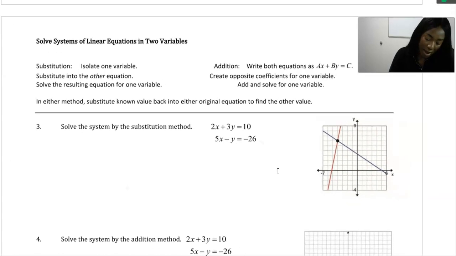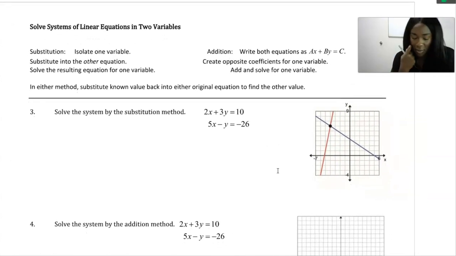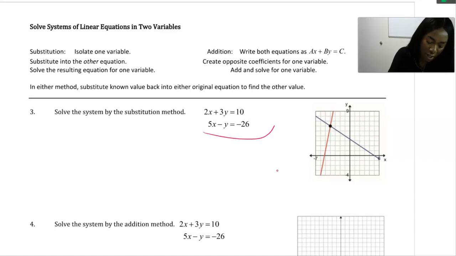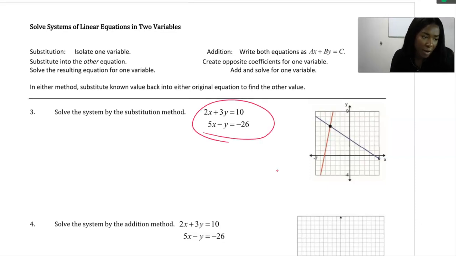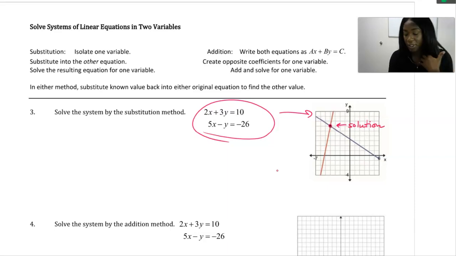So now we're going to talk about how to solve a system of linear equations. We are given two lines. They are graphed right here, but ignore the graph. Well, on the graph, we can see that there is a solution, right? There is a point where those two lines intersect. We're going to talk about how to find that point if we didn't have the graph.